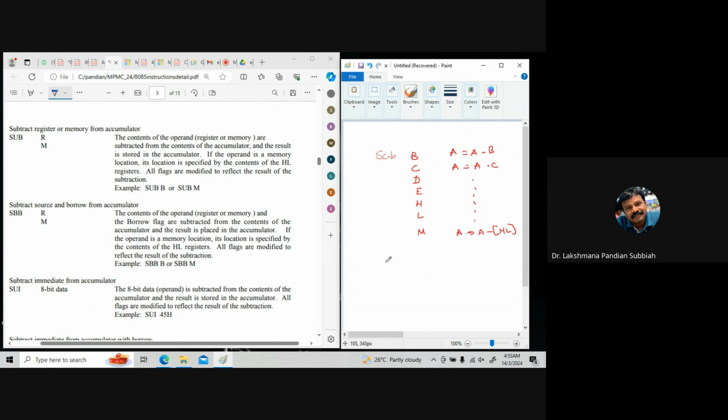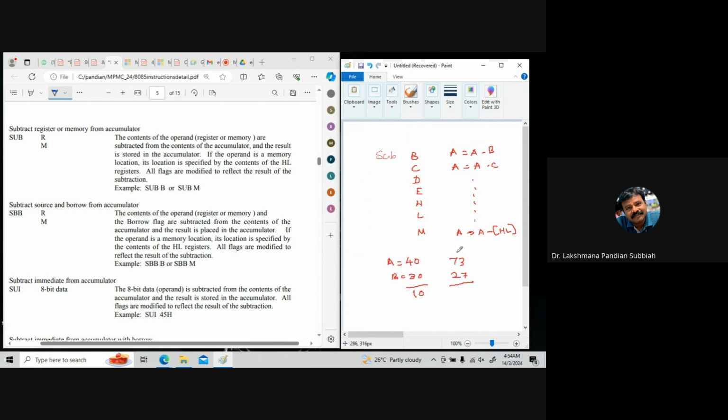Now if you have a value A equal to 40 and B equal to 30, these are all hexadecimal numbers, right? If you do the subtraction, you will get 10 in the accumulator. Suppose we have A equal to 73 and B is 27. What will you get as the result? Here we get 7.